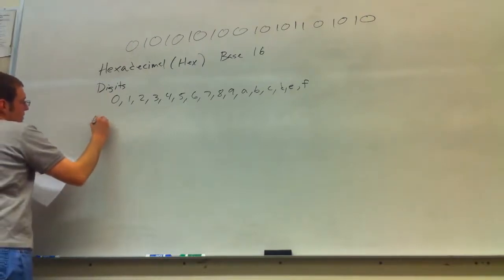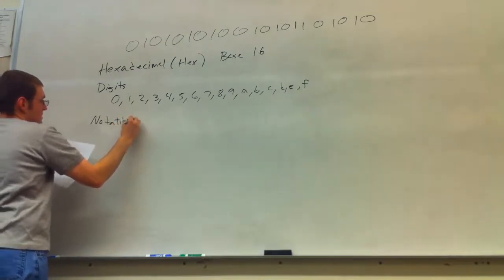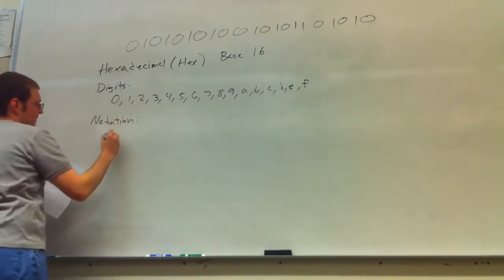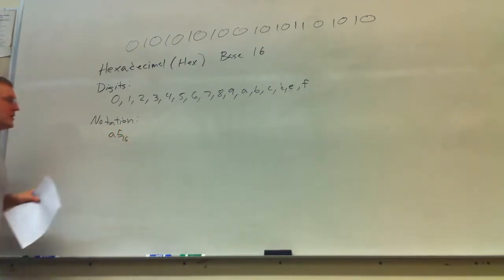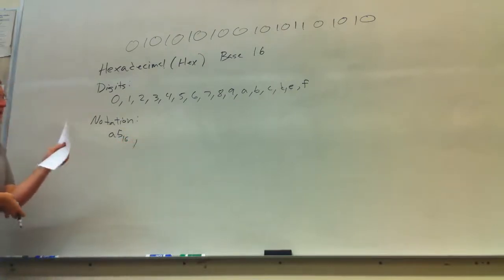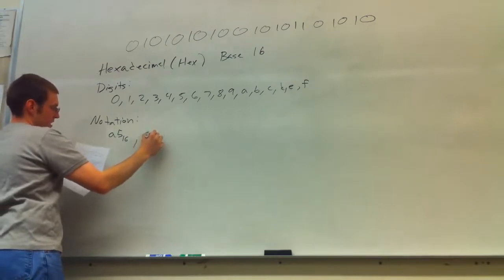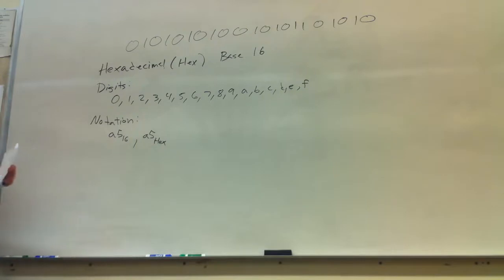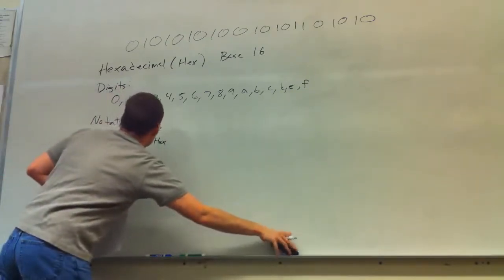And so the notation is like A5, with the 16 notation down below as a subscript, like we did on the other ones. This subscript distinguishes hex from the other numbers. We have A5 with subscript 16, and we can write hex.